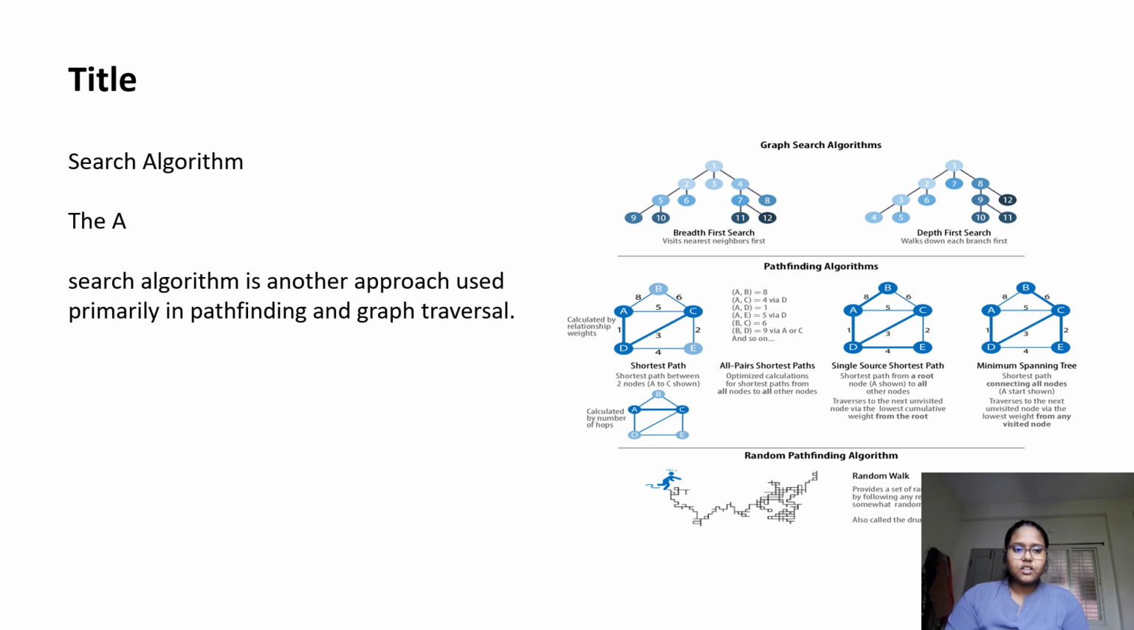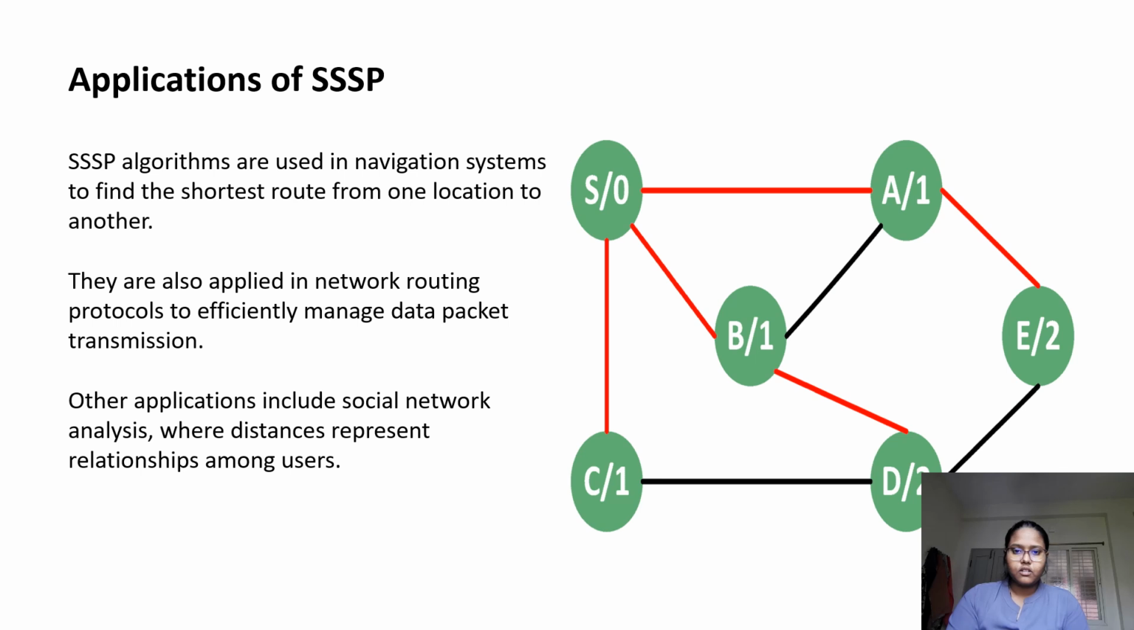Title: A* search algorithm. The A* search algorithm is another approach used primarily in path finding and graph traversal. It is a graph search algorithm and path finding algorithm.